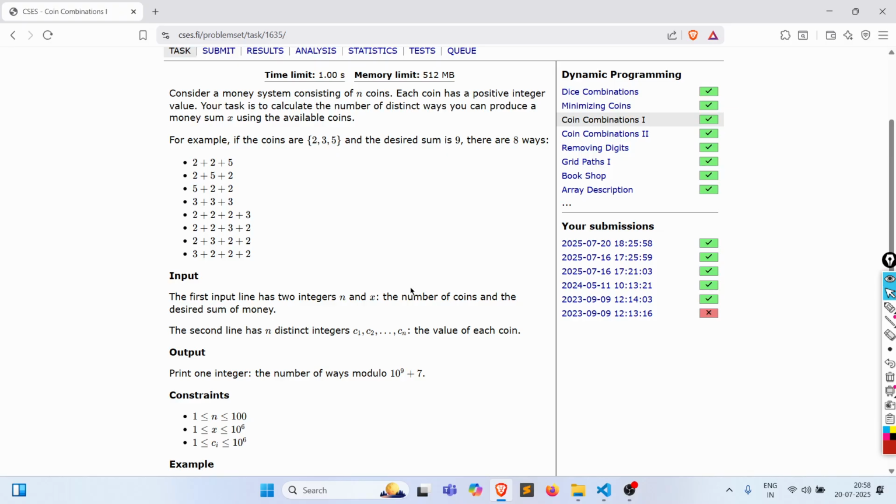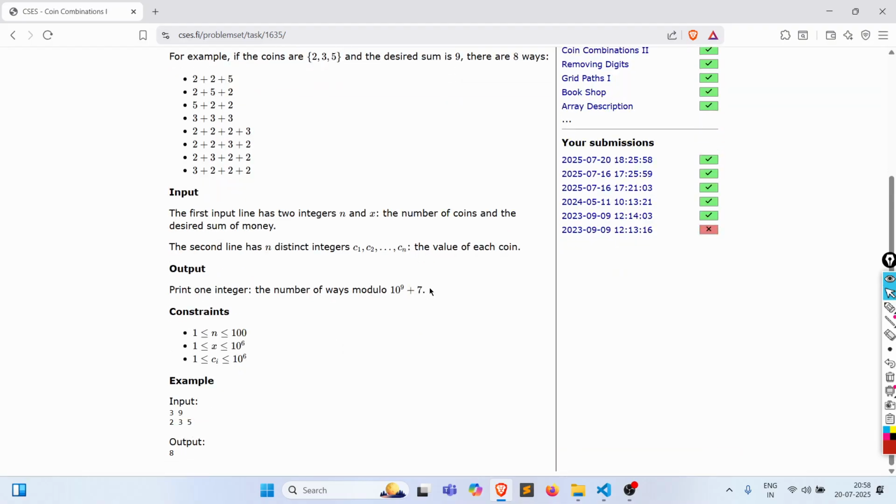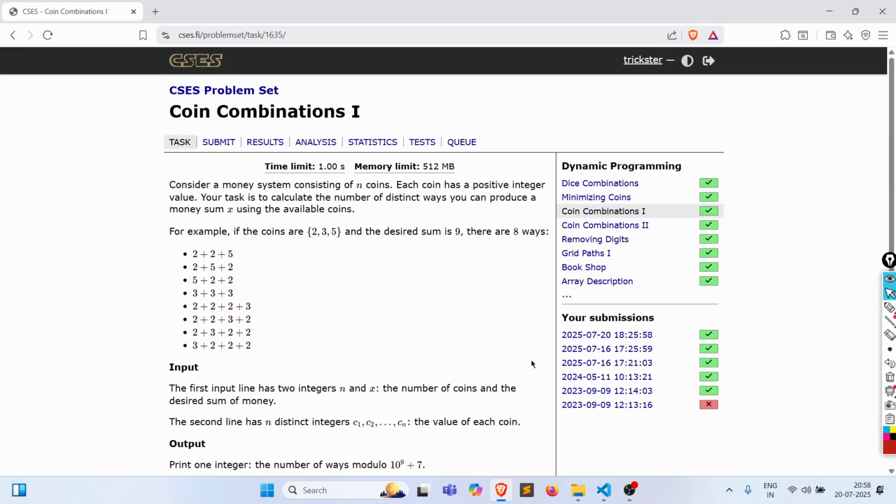By the test case itself, it is very clear that we can use any number of coins, and also the relative ordering does matter. 2 2 5 and 2 5 2 are two different ways. So let's try to solve this problem using tabulation DP.